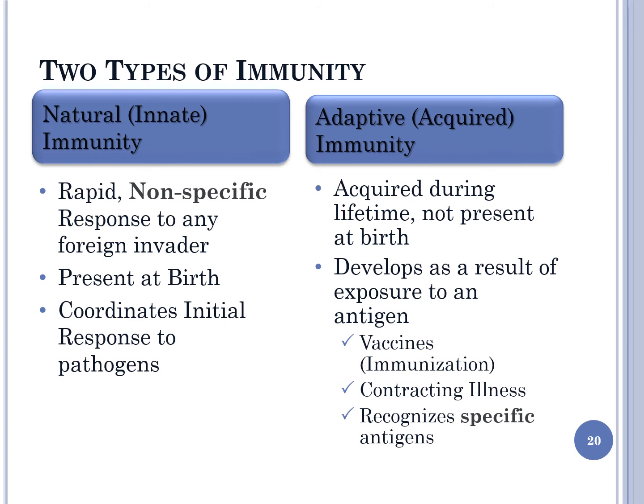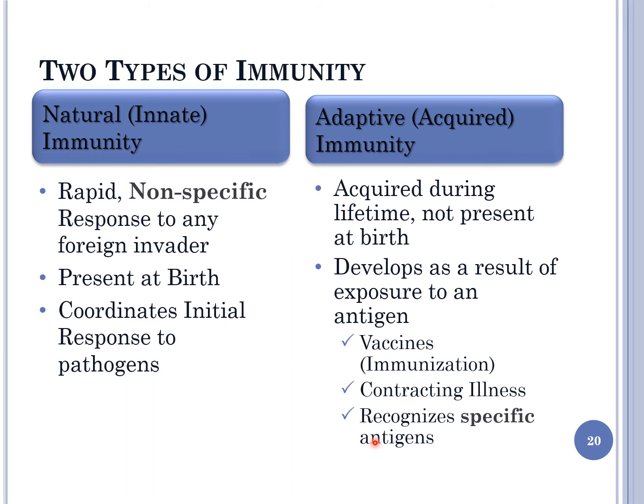And then the adaptive is acquired during your lifetime at some point, so it's not present at birth. So it's usually because of exposure to an antigen. So either you got sick yourself, and that's how come you are now immune, or maybe you're given a vaccine, some type of immunization, and so it is particularly recognizing a specific antigen. So that is important to be able to tell the two, like innate versus adaptive. And you see later on that they've actually subdivided adaptive into different types. So is the adaptive a natural type, or is it an artificial type? So those are the different ways you want to think about.